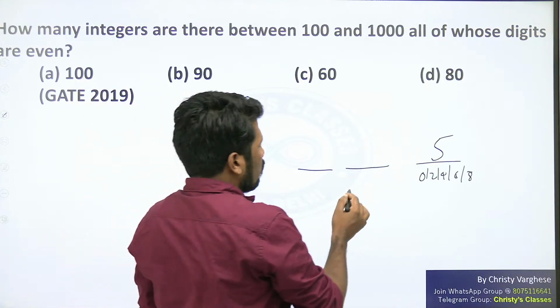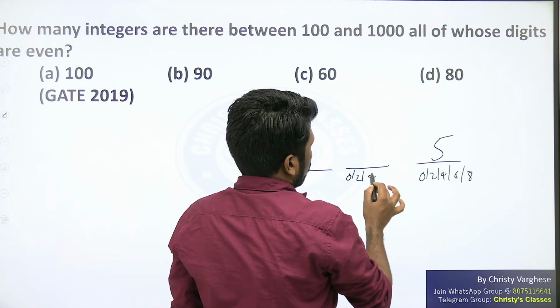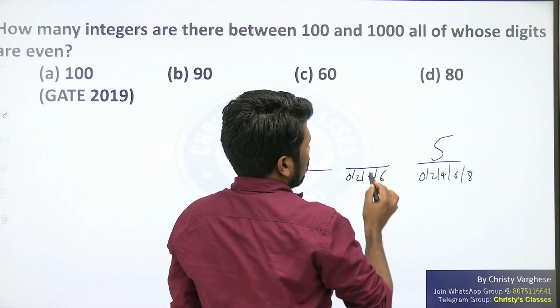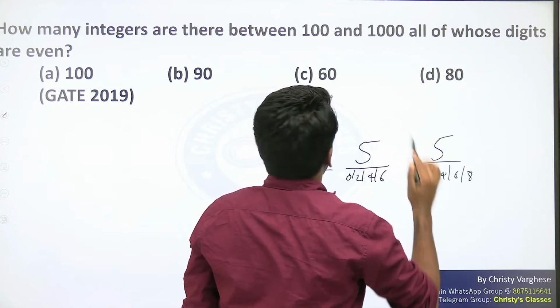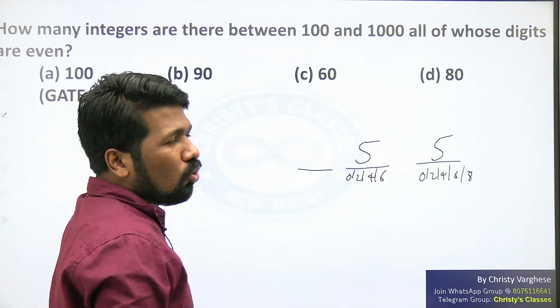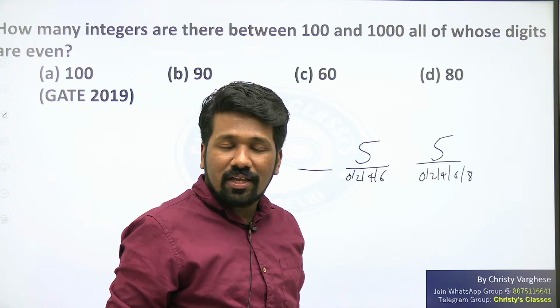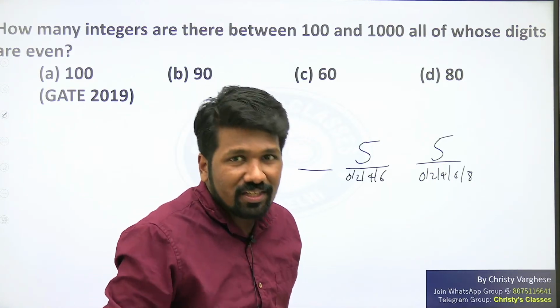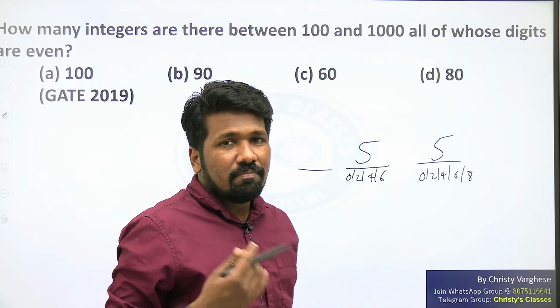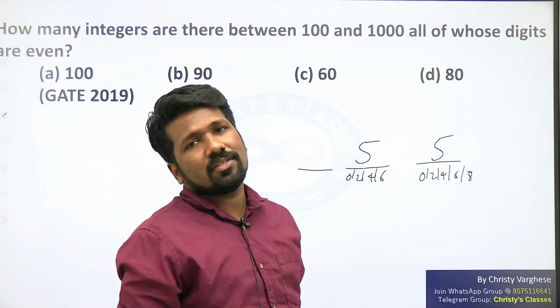Tens place, what all can occur in tens place? Again, 0, 2, 4, 6, 8. Any one can be possible. There are 5 ways, because the question didn't say don't repeat the digits. So that means repetition of digits is possible.